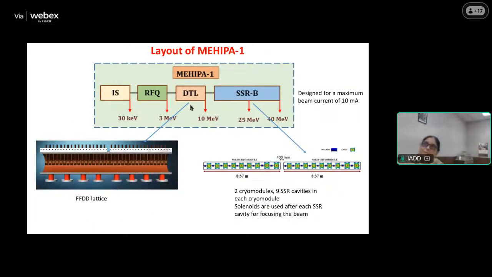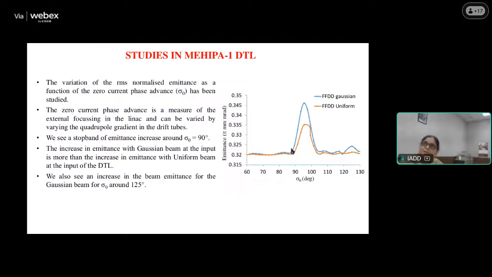We've studied these effects in MEPA, mainly in the MEPA DTL and SSR B. The DTL accelerates the beam from 3 MeV to 10 MeV and to 40 MeV using the SSR B cavities. The variation of RMS normalized emittance as a function of zero current phase advance for a beam current of 10 milliamperes has been seen. This is done for both FFDD, for Gaussian and for uniform. We see an increase in emittance beyond 90 degrees, and for the Gaussian beam there is an increase in emittance at around 120 degrees as well.